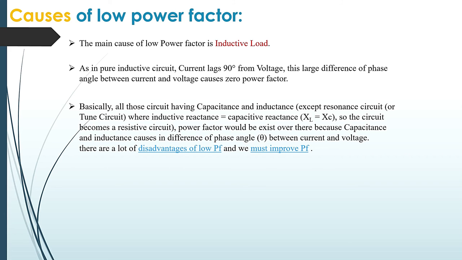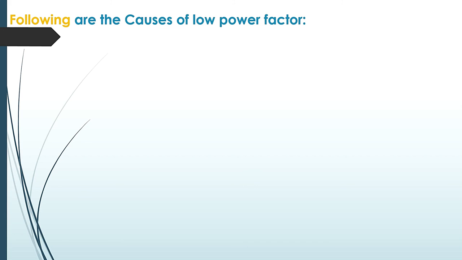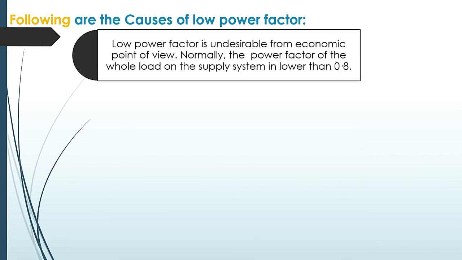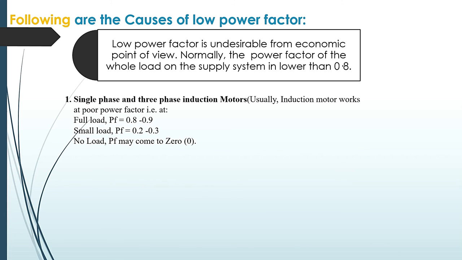How will you improve the power factor? First, what are the causes? We'll see the following causes of low power factor. Low power factor is undesirable from an economic point of view. Normally, the power factor of the whole load on the supply system is lower than 0.8. See, single phase and three phase induction motors usually work at a power factor of 0.8 to 0.9 at full load. At small load, the power factor is 0.2 to 0.3.